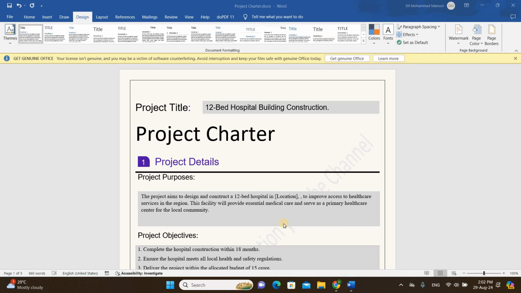Then project objectives. Project purpose and project objective are quite confusing, but they have different meanings. You can understand the purpose from here: we have to construct a private hospital mainly to improve access to healthcare, because once this project is completed, it is going to provide healthcare services in this region, medical care and services as a primary healthcare center. Then project objectives.